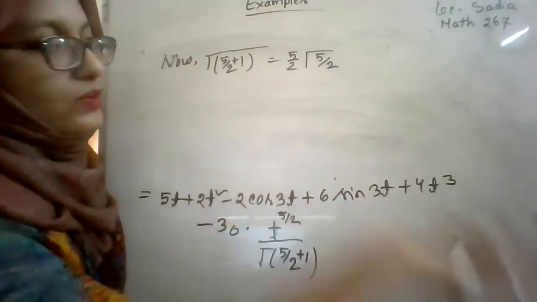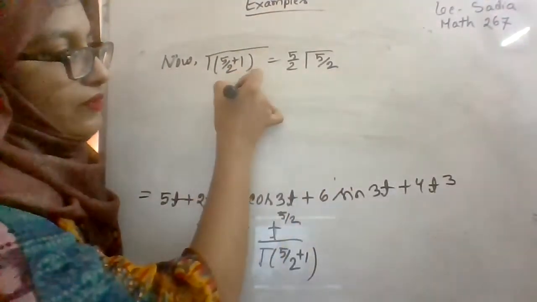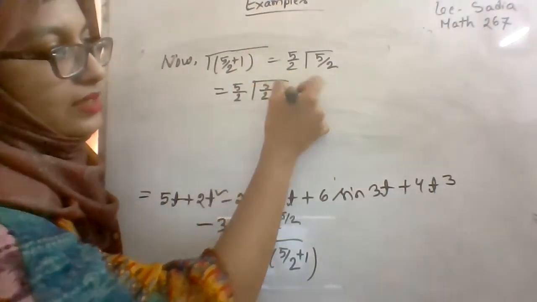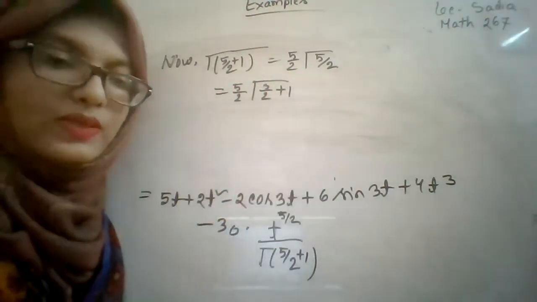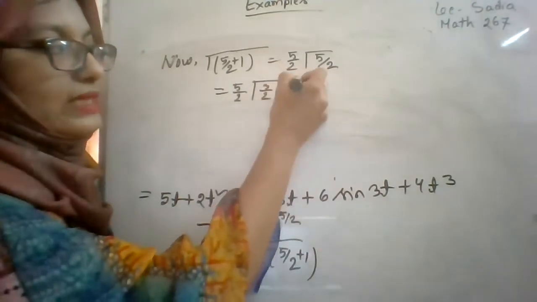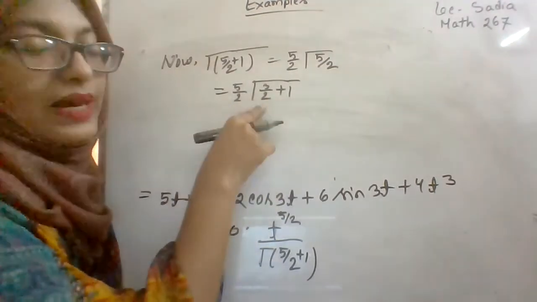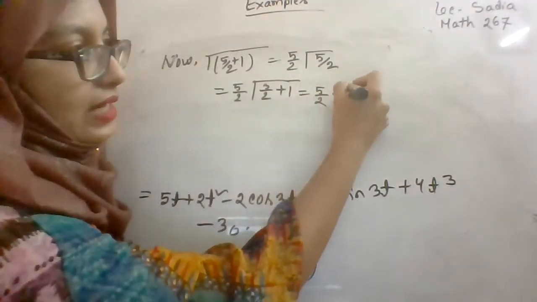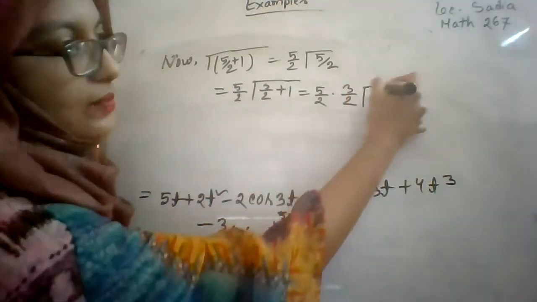So 5 by 2 can be written as 3 by 2 plus 1, right? If you add 3 by 2 plus 1, then you will get 5 by 2. So in the place of 5 by 2, we may write down 3 by 2 plus 1. So it will be gamma n plus 1, and in a similar way, it can be written n gamma n.